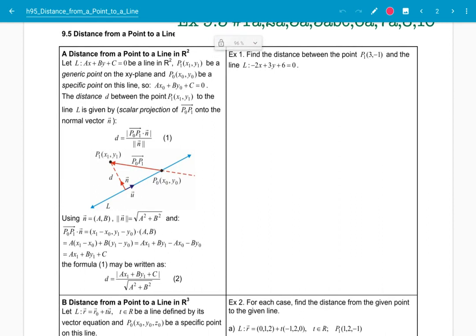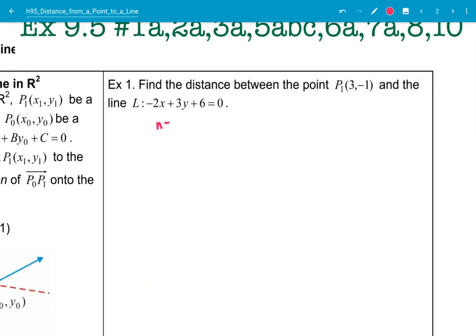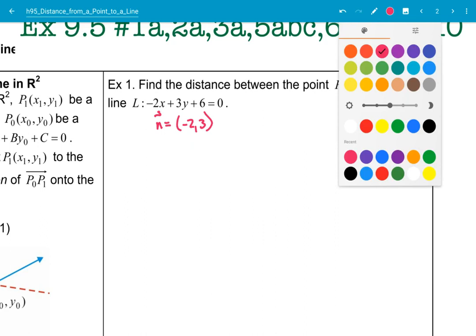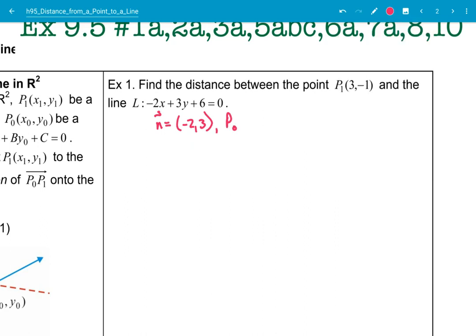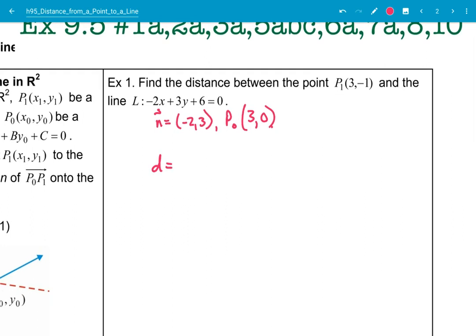Find the distance between point 1, 3, -1, and the line. Okay, so this is a line in 2 space. We have the normal. The normal is -2 and 3. We need a point on the line, so we need a P naught. Looks like we have 3 and 0, an x-intercept. I just picked any point off the line. So the distance will be P naught P1 dotted with the normal over the magnitude of the normal.